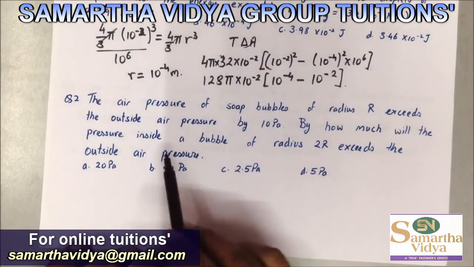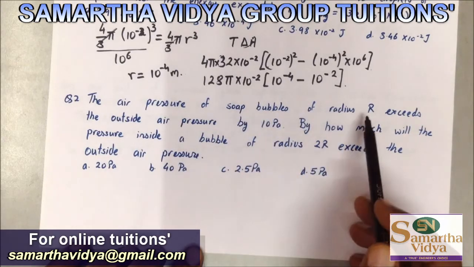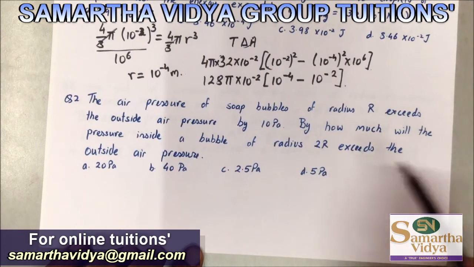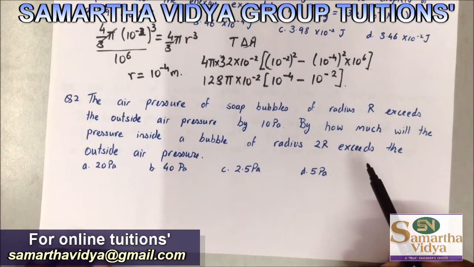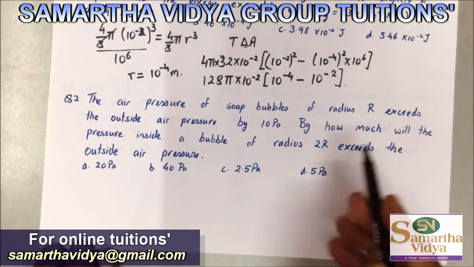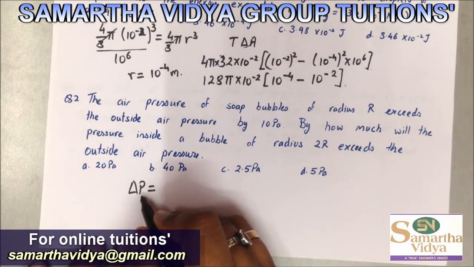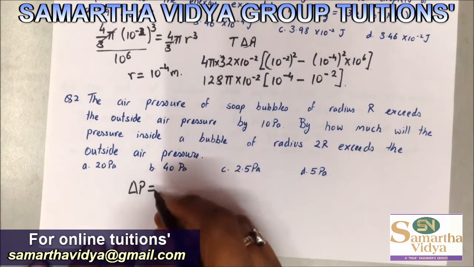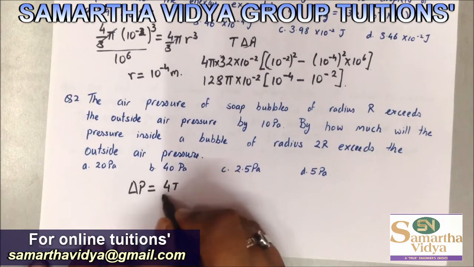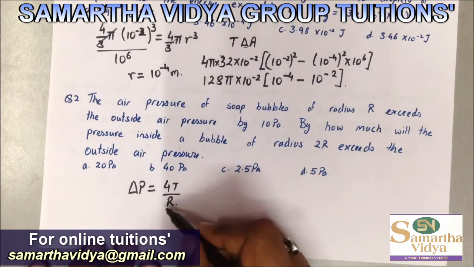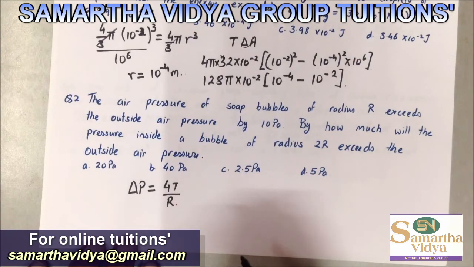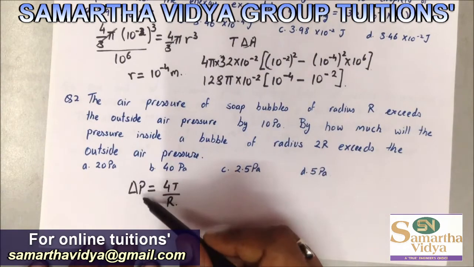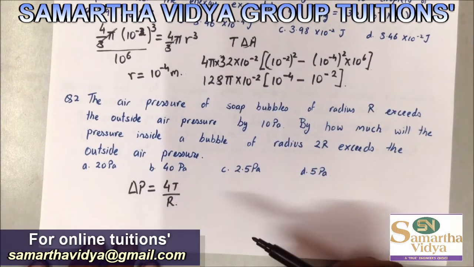Moving on to the next one, we have the air pressure of a soap bubble of radius r, which exceeds the outside pressure by 10 pascals. How much will be the pressure inside the bubble if the radius is 2r? Now we know that the formula for delta P, that is a change in pressure, or basically how much extra pressure is there inside, is given by 4T by R. So you can see that it is inversely proportional to R. So if I am having an increase in the radius, obviously there will be a decrease in the pressure.